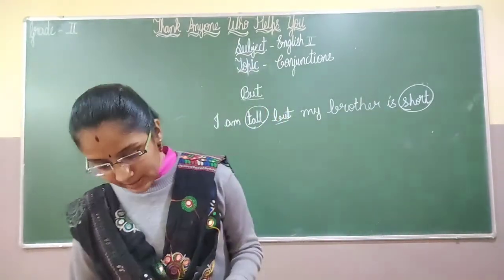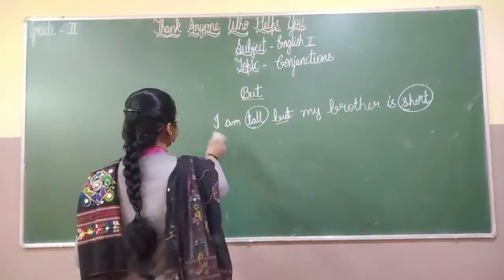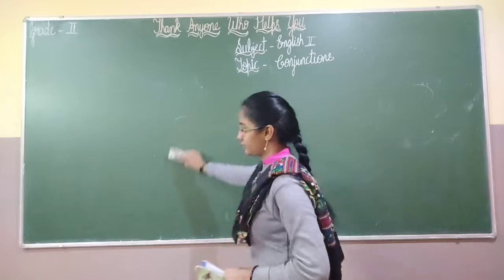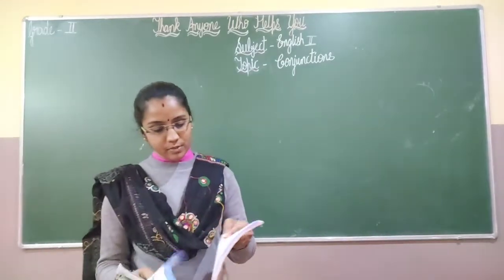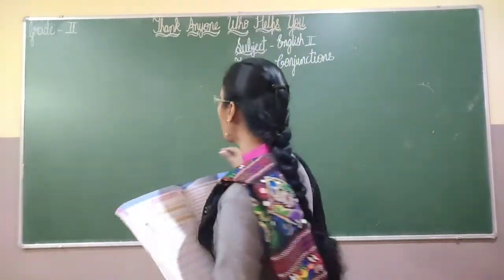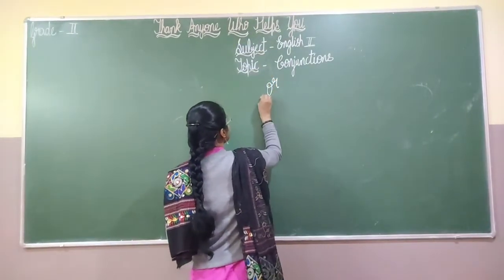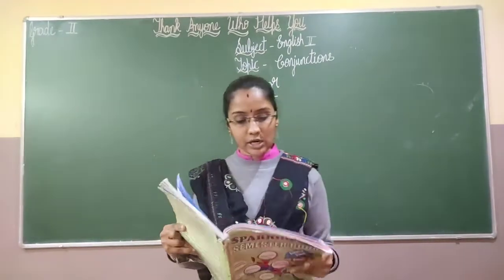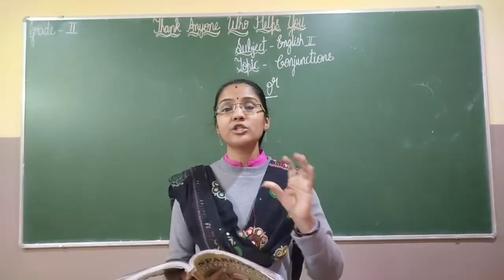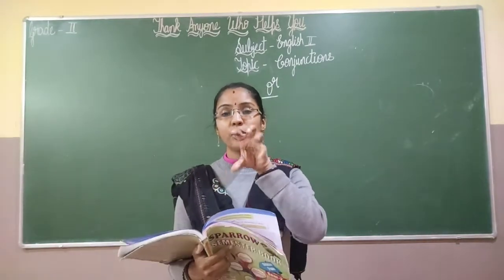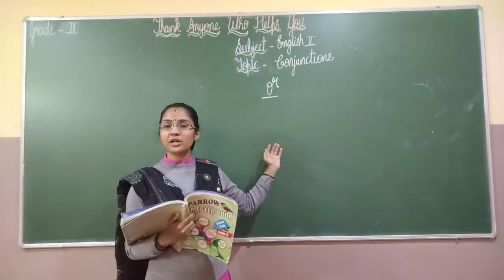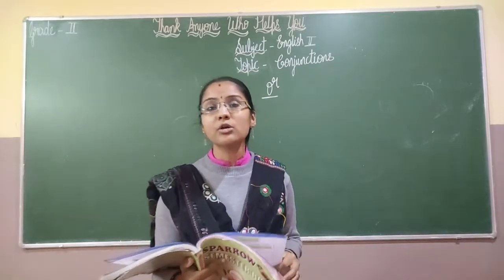Now turn the page, children. Page number 58. Okay, page number 58. So when are we going to use this "or", O-R? So in a sentence, when are we going to use this "or"? We use "or" to join sentences which show choice or preference. So when we are going to choose something, when we are going to prefer something, we are going to use this word, children. We are going to use this "or".